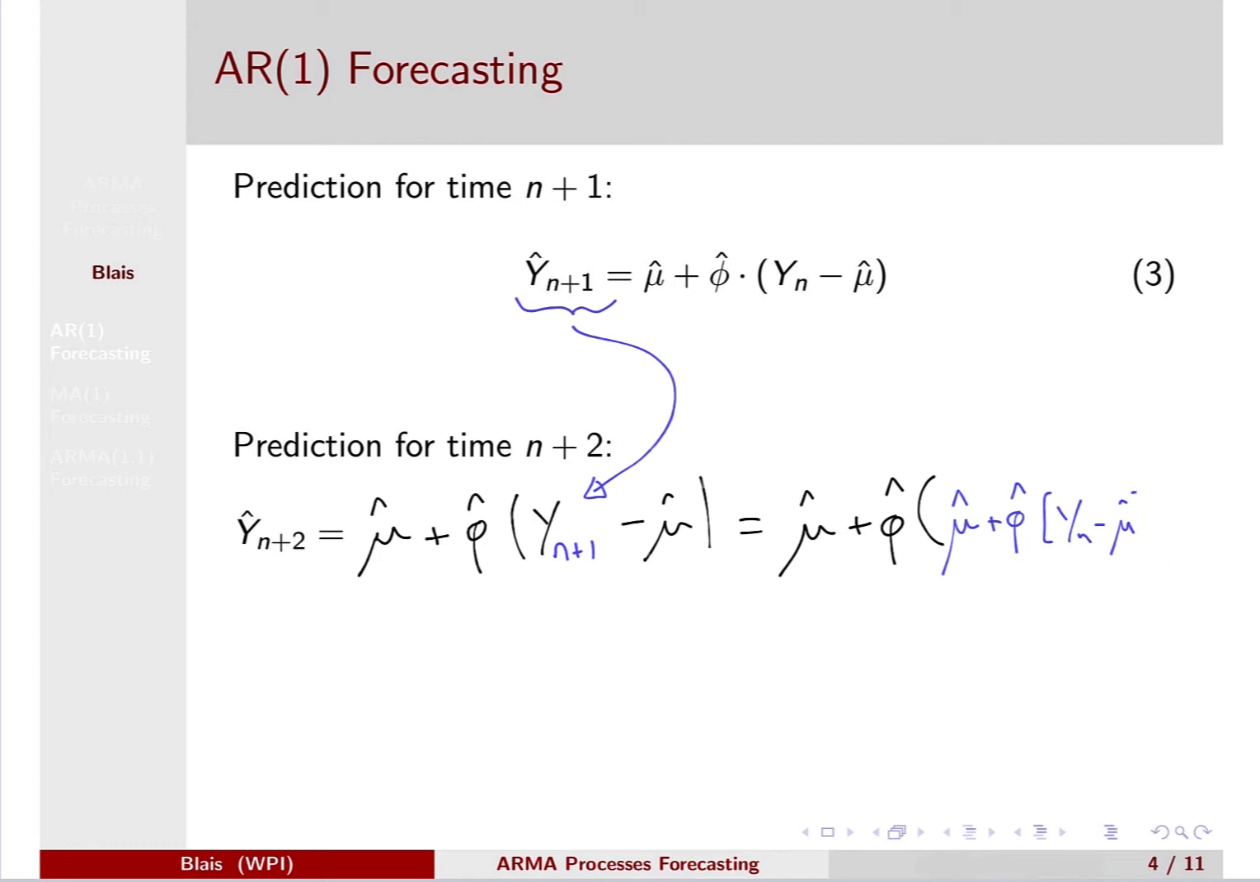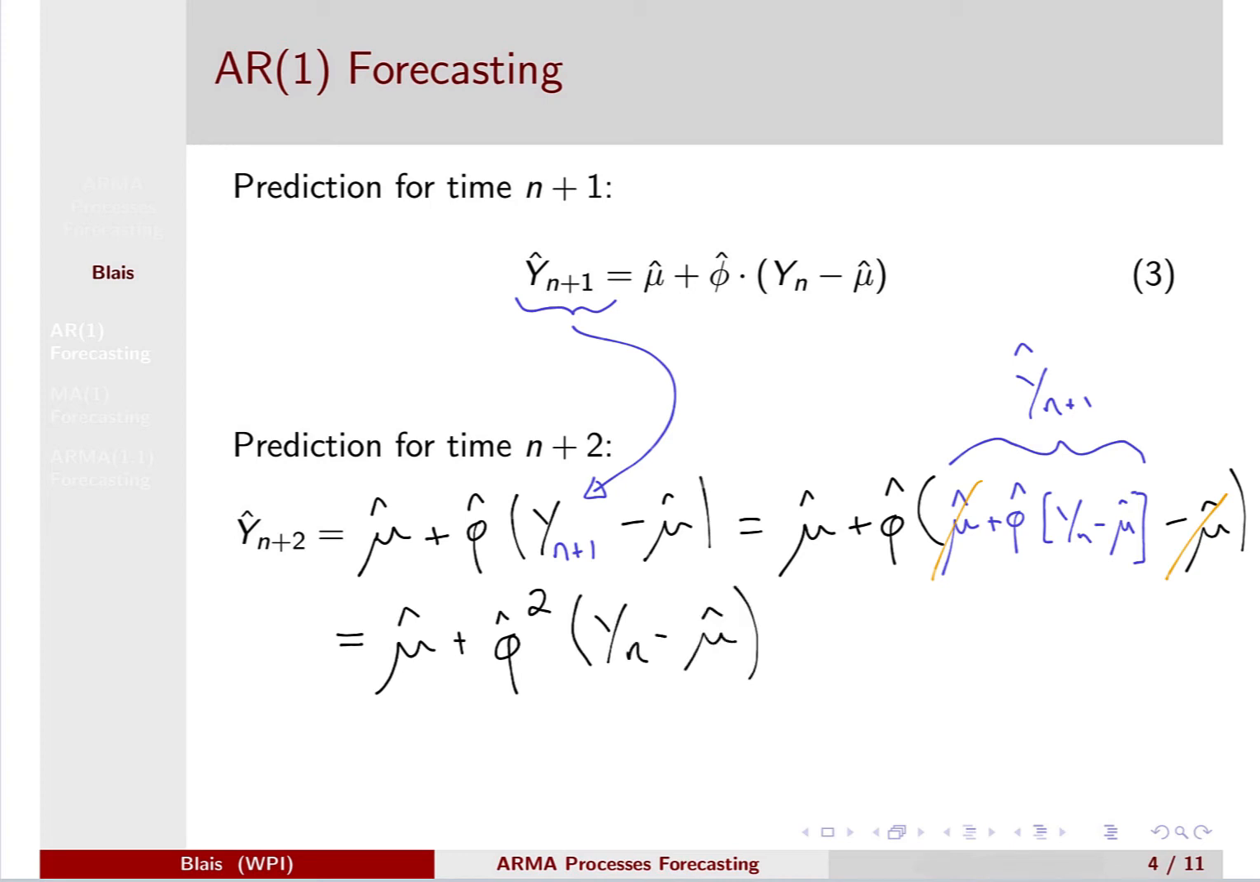So this expression here is that yn plus 1 hat. And we still have that minus mu hat. So all we did here was take this right hand of equation 3 and plug it in for this yn plus 1. So we replaced this yn plus 1 with yn plus 1 hat. And note that this then simplifies so the mu hats cancel, and the result is you get mu hat plus, notice you have a phi hat times a phi hat, so you have phi hat squared times the quantity yn minus mu hat.